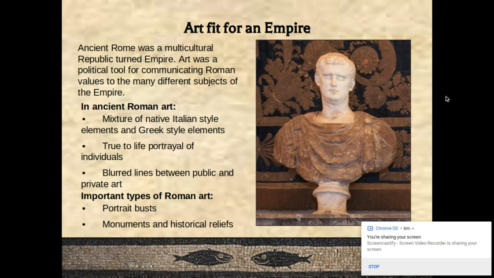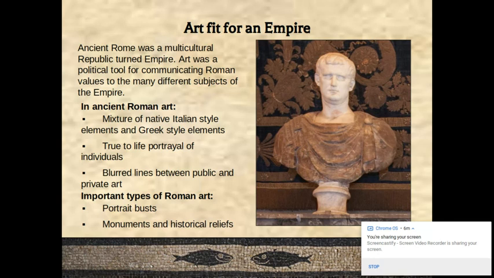Next, we're going to be talking about, what does ancient Roman art look like? Well, a couple of aspects in ancient Roman art. First of all, ancient Roman art was a mixture of Italian style elements and Greek style elements. So it pulled from the ancient Greek style.